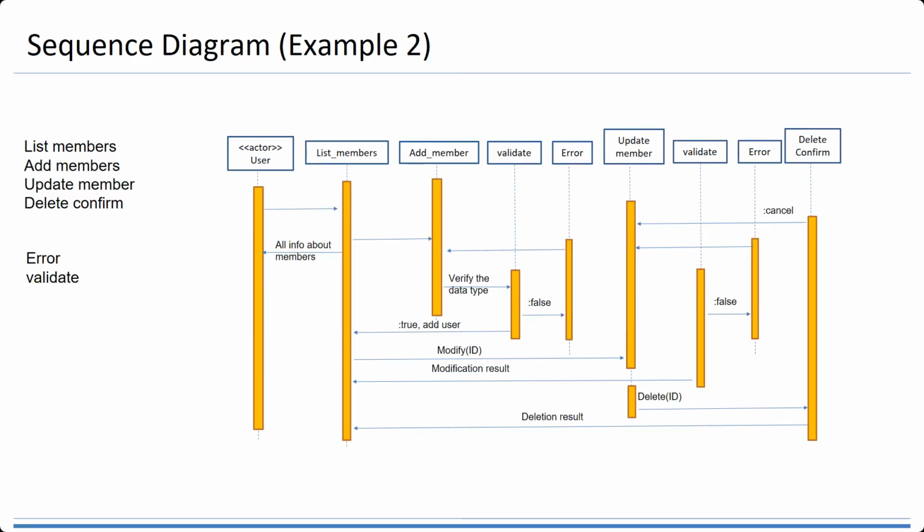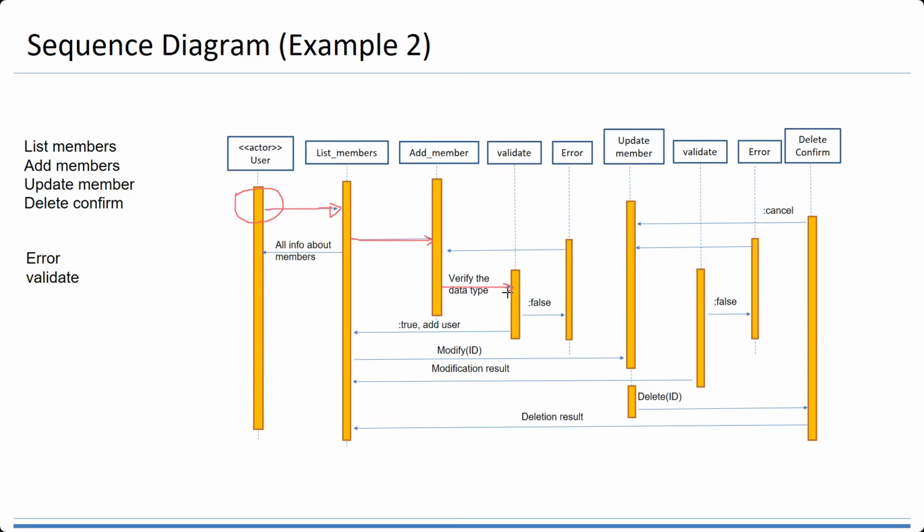This is another example of the sequence diagram. Let's say I have a user and I want to see the list of the members. Now I'm going to add a new member. If I'm adding a new member, let's take a look on the validation.